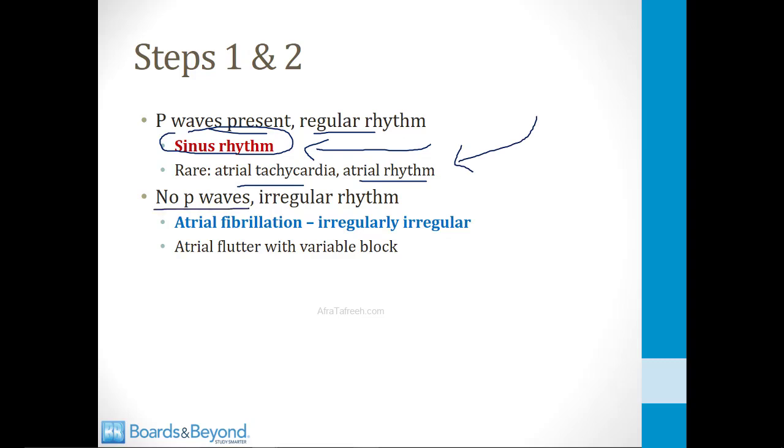If you see an absence of P waves and the rhythm is irregular, then most likely you're looking at atrial fibrillation. This is a very common rhythm, and atrial fibrillation along with sinus rhythm are two of the rhythms you ought to be able to identify. Atrial fibrillation generates an irregular rhythm with no P waves present. Now, there are other things that cause no P waves in an irregular rhythm. These are things like atrial flutter with variable block, but this is much less common than AFib. Mostly, if you see no P waves in an irregular rhythm, you are probably looking at atrial fibrillation.